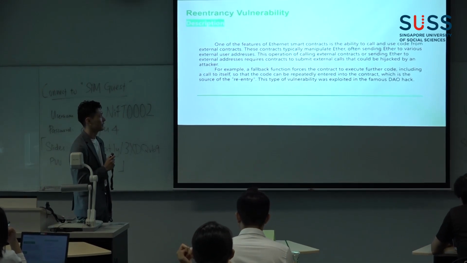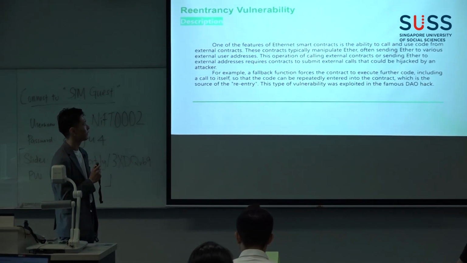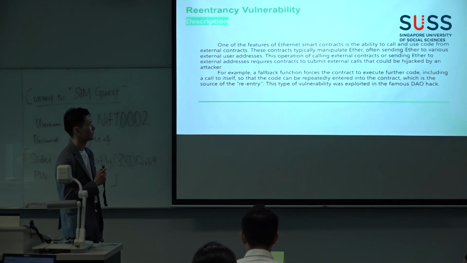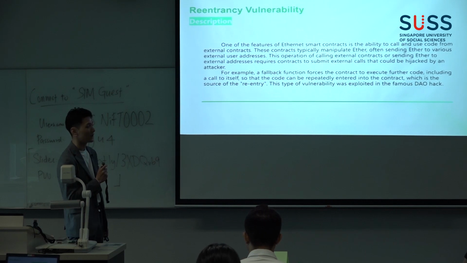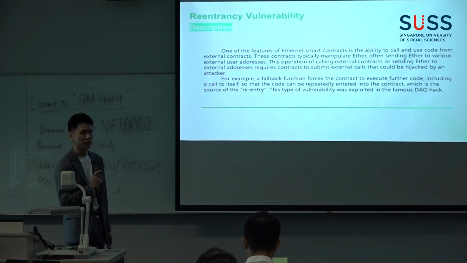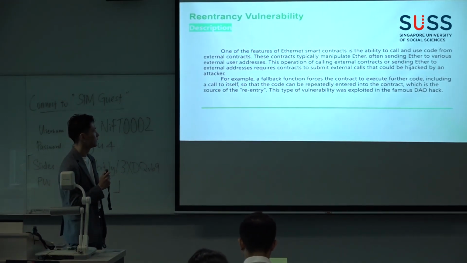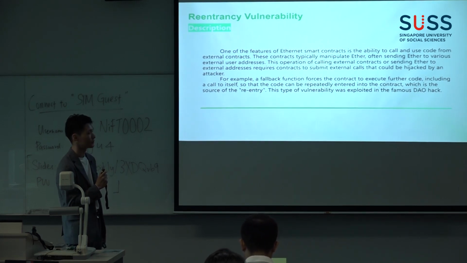These contracts can typically manipulate Ether, often sending Ether to various external user addresses. The operation of calling external contracts or sending Ether to an external address requires the contract to submit external calls, and it could be hijacked by malicious actors to alter the function flow. For example, a fallback function forces the contract to execute further code, including a call to itself, so that the code can be repeatedly called again and again, and that's the source of reentrancy.